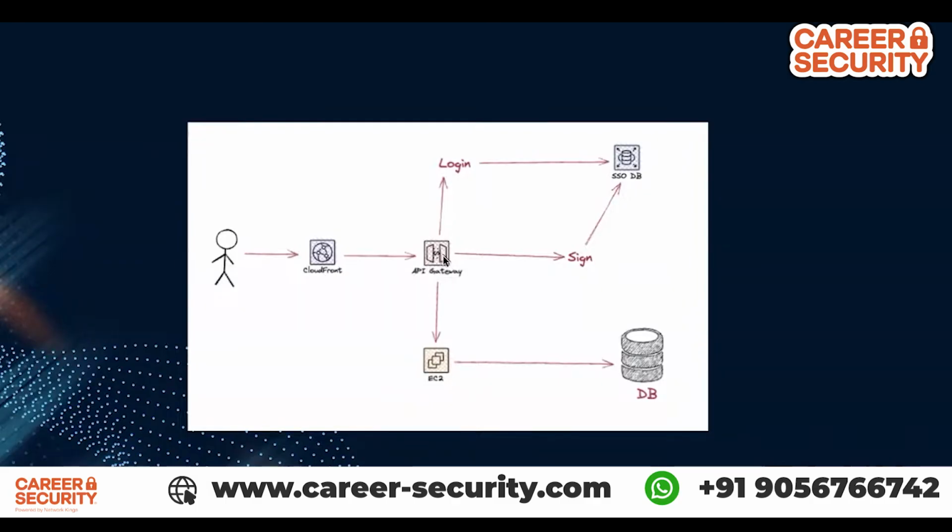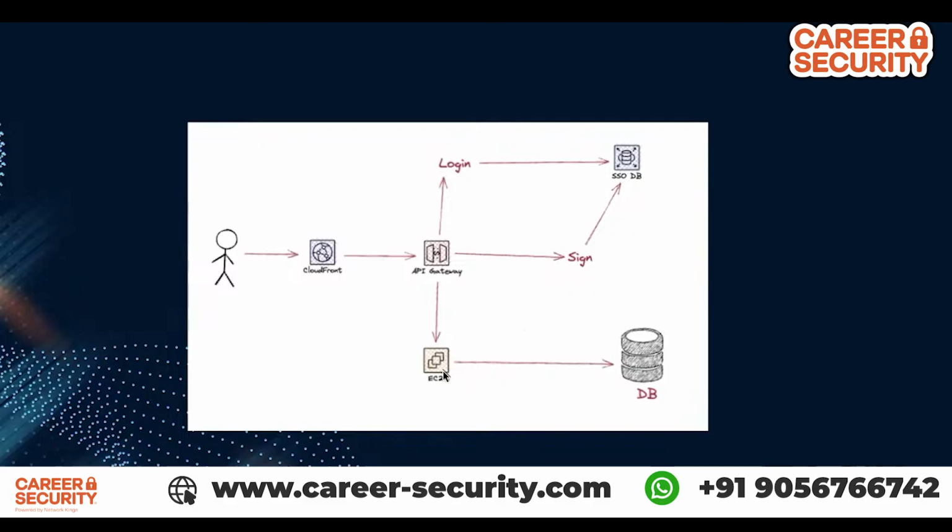Now moving to the API gateway. API gateway is behind this CloudFront, so it's a little bit inside, a little bit private as compared to the CloudFront. So we will give it a rating of 3. Again, the same for login and sign up as well. This functionality belongs to the API gateway, so we will give them 3 and 3.